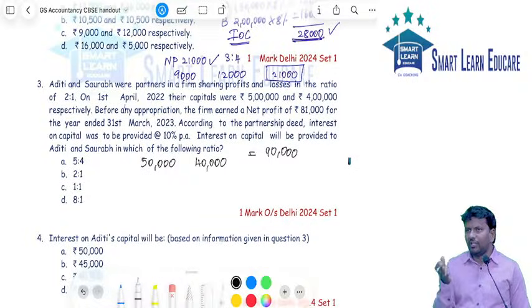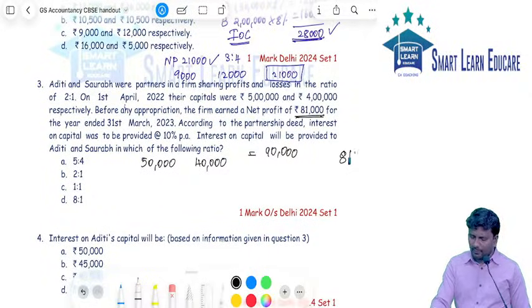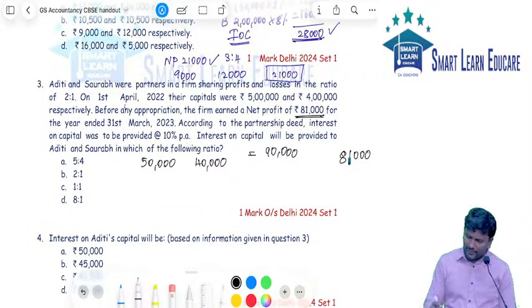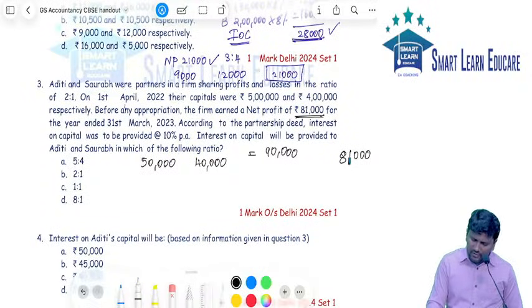But the profit earned is only how much amount? 81,000. Meaning your profits are not sufficient to pay interest on capital. Profits are not enough to pay the interest on capital. So such insufficient profit is to be shared in what ratio?